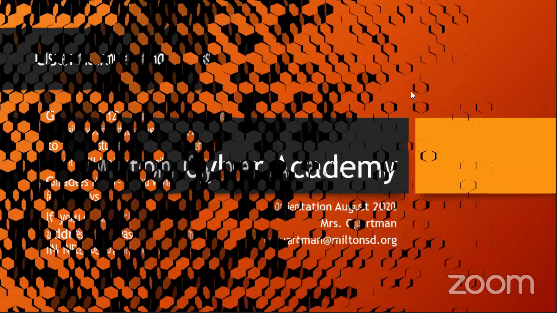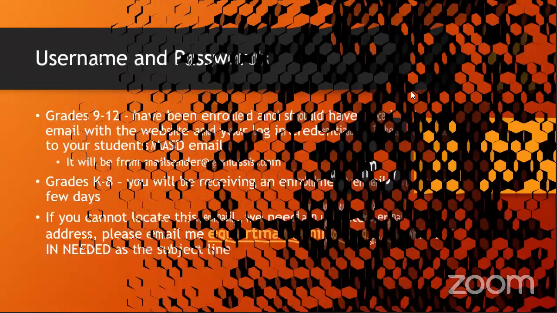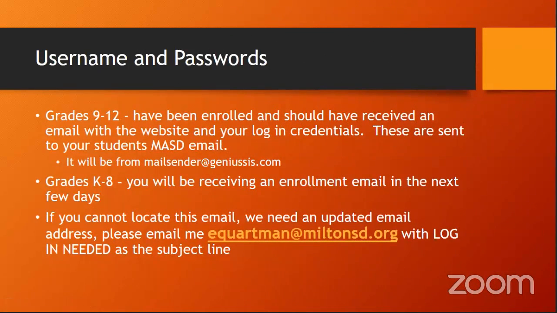Here we go. All right, so first question is usernames and passwords. I can tell you personally that anyone in grades 9 through 12 has an account. The information was mailed to your Milton email address, kids, and it will come from mailsender@genius.com, so please look for that. We are waiting for grades K through 8; we're in the process on the back end. Once you have an account, again, it will come to your Milton email address from the same mail sender at Genius. If by Wednesday night you cannot access that, please email me directly with "login needed" in the subject line.